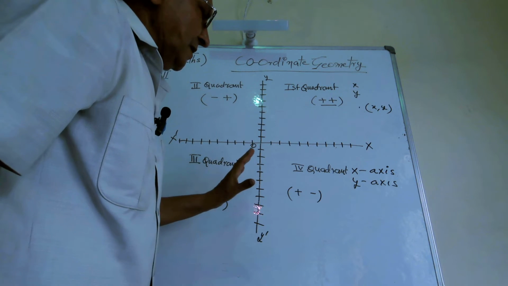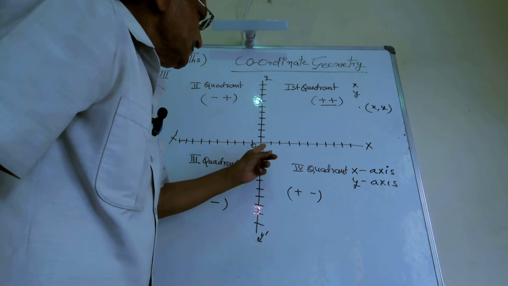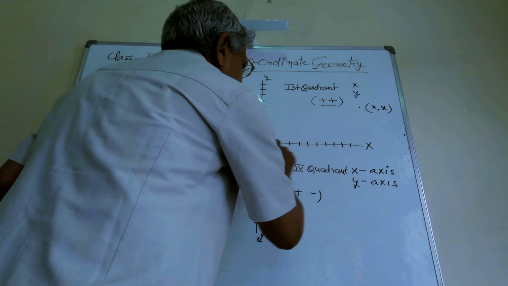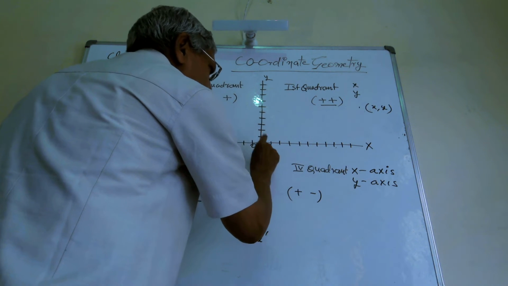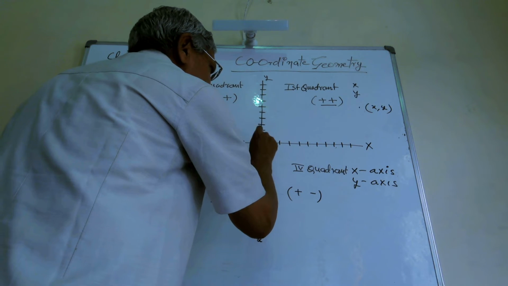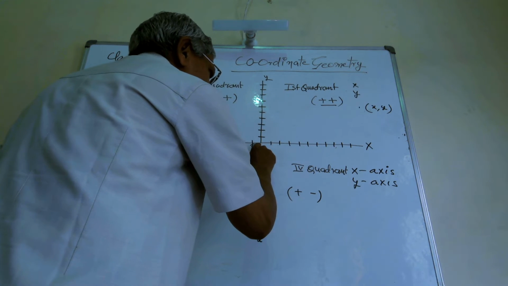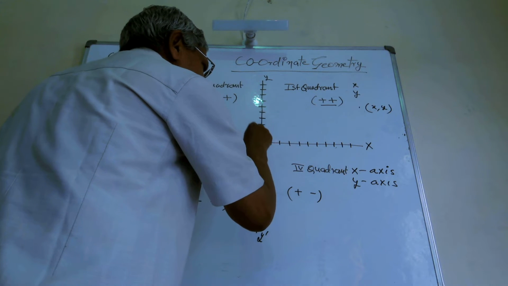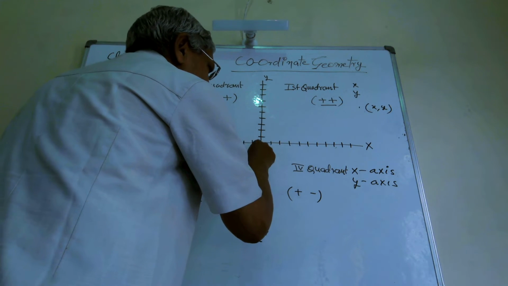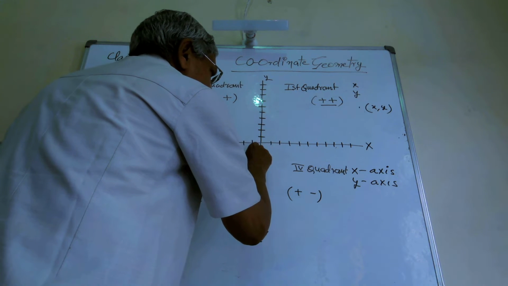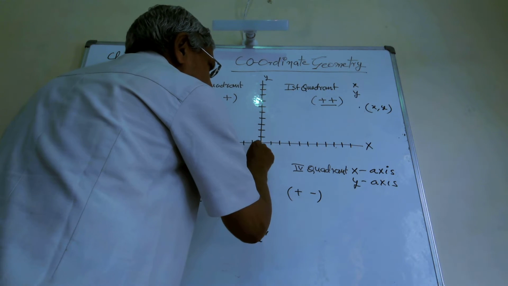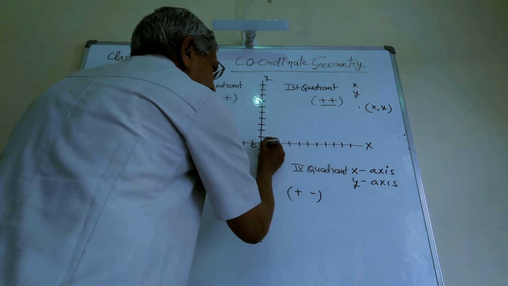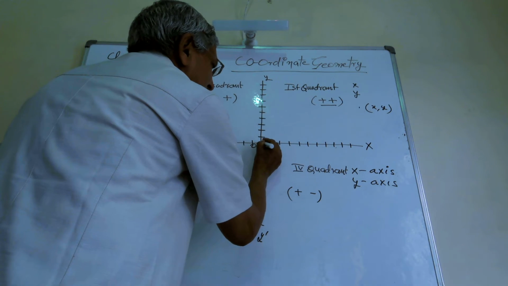Now I am telling you that x is positive on the right hand side. This is the point O, the intersecting point. You can say the intersecting point is 0, because the coordinates of O are (0, 0). Here y is 0 and x is 0. Both are 0 at this point. This is the intersecting point.